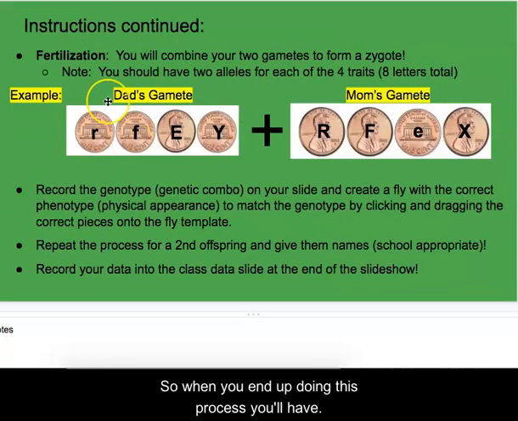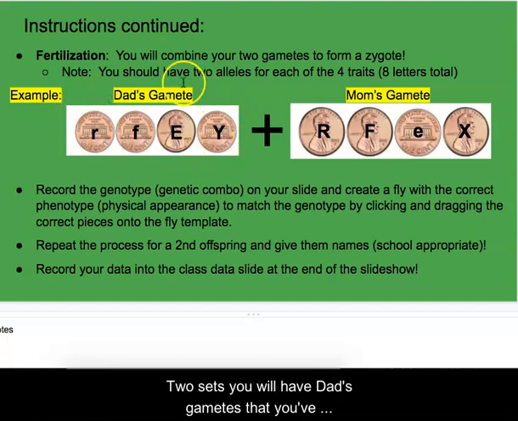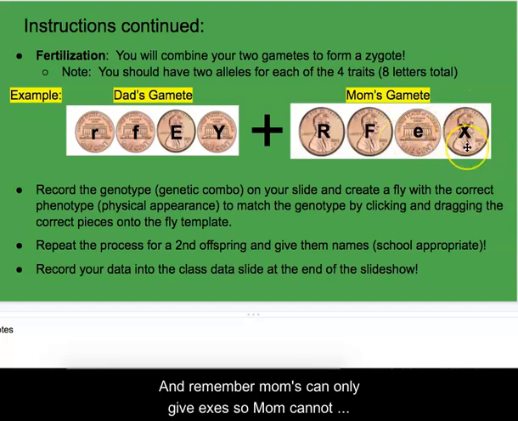So when you end up doing this process, you'll have 2 sets. You will have dad's gamete that you've determined from kind of coin flipping for each gene, and then you'll have mom's gamete that you've determined from coin flipping. And remember, moms can only give X's, so a mom cannot give a Y. You cannot have a child that is YY.